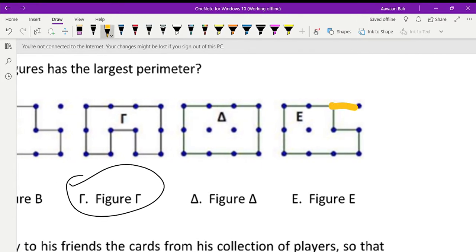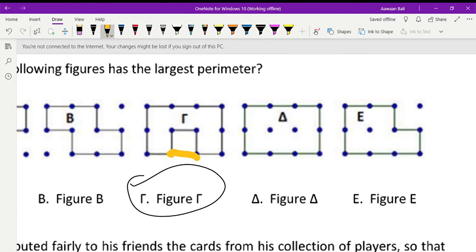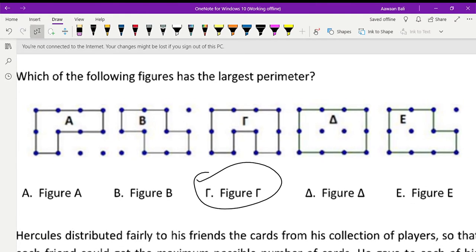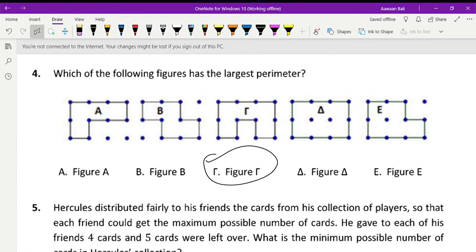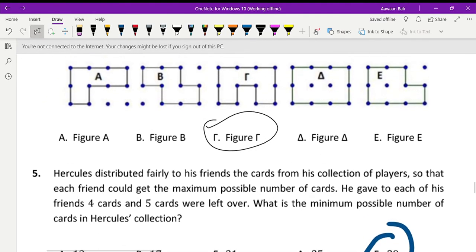And this side is replaced with this side. So again, there's no change. But here, this side is replaced with this side, but there are two extra sides here, which means that here it has the largest perimeter, gamma, and delta is just normal, so therefore we can say the answer is gamma, the third figure.